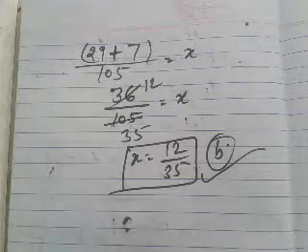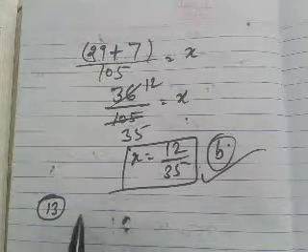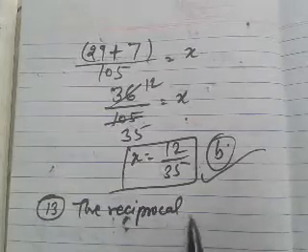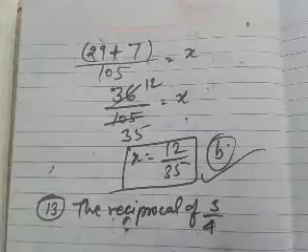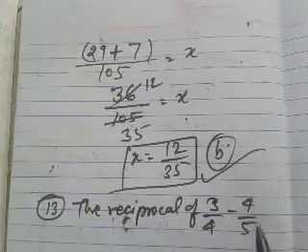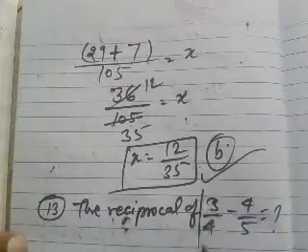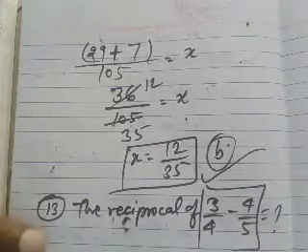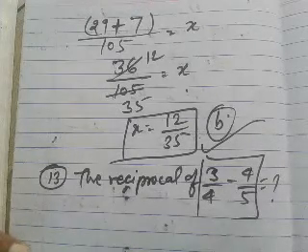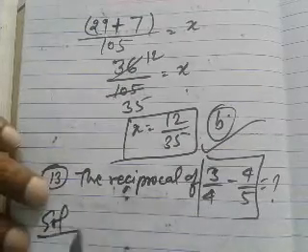Next question is question number 13, which is find the reciprocal of 3 by 4 minus 4 by 5. So first of all find this value, then finally whatever answer we get, take the reciprocal of the final answer, then we can get the option. So let us try this question.